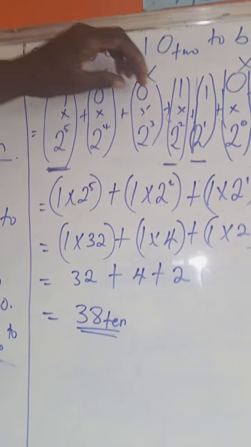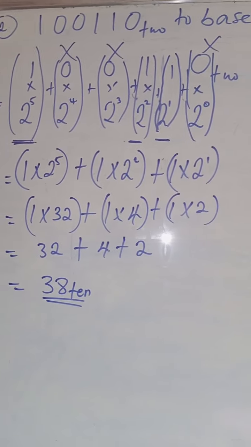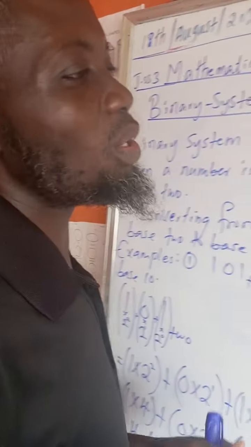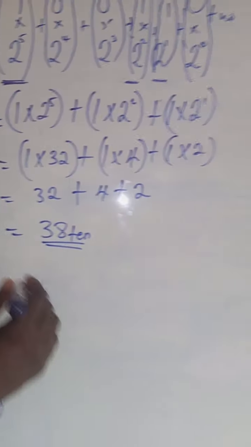Whenever it has a 0, let them just cancel it out and concentrate on the ones that have 1. Okay, let me take them further. I like to push their legs forward. They are in JSS3, they are looking up to SS1. What about if you have to convert from other bases to base 10?